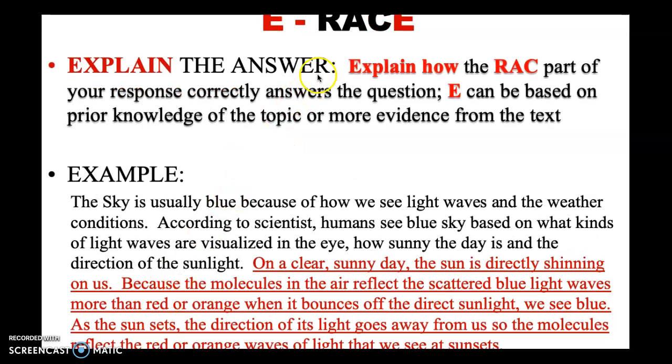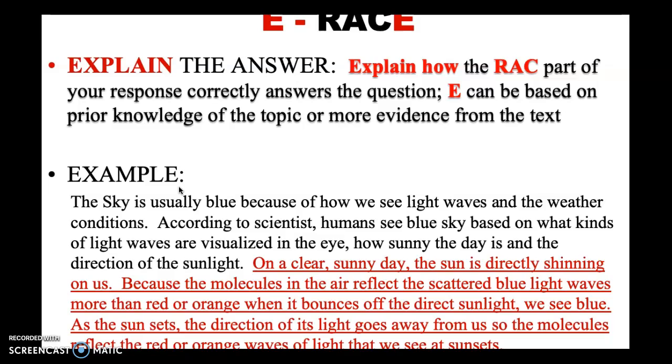And last but not least is the E, when you're going to explain the answer. Explain how the first three letters of the acronym part of your response correctly answers the question being asked. E can be based on the prior knowledge of the topic or more evidence from the text. So my final answer and example will be, the sky is usually blue because of how we see light waves and the weather conditions. According to scientists, humans see blue based on what kinds of light waves are visualized in the eye, how sunny the day is, and the direction of the sunlight.